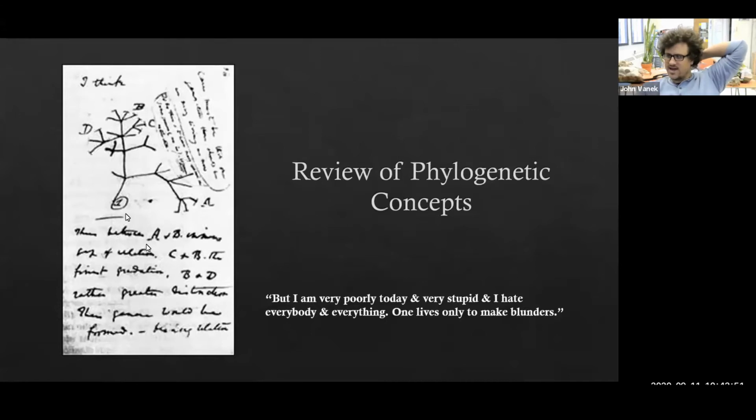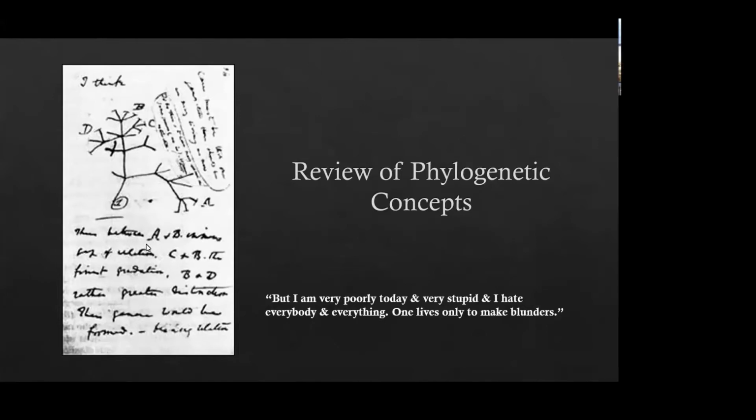And so does anyone know who or what this image is here on the screen? Is it Linnaeus's? Close. It's Charles Darwin's initial sketch of what he thought evolution might look like, which is kind of amazing that he just came up with this in the 1800s, on his own.